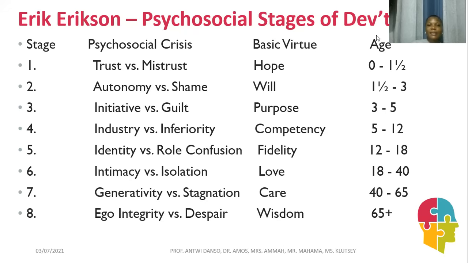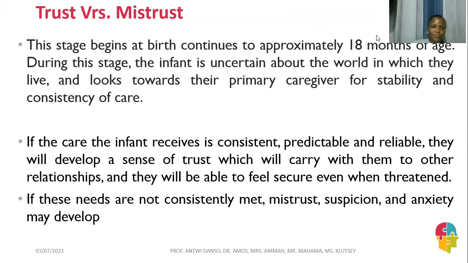So in stage 1, we have trust versus mistrust. These are the crises. We call them what? Psychosocial crisis. And if you are able to resolve this crisis very well, the virtue that you get is hope. The second one is autonomy versus shame. And if you're able to resolve it, you get what? Will. Usually it's between age 1.5 to 3. So you see that for each of the stages, there is a psychosocial crisis, there's a basic virtue, and there's a particular age range within which this crisis occurs. And so we'll take each one of them and then we'll explore.